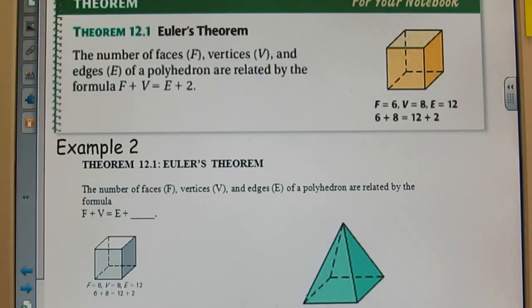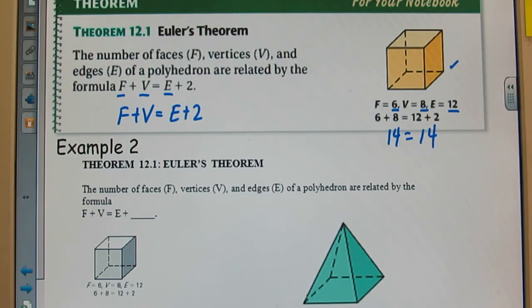One important thing with this section is Euler's theorem. Euler developed this idea: if I know how many faces, vertices, and edges there are, and I'm missing one of them, I can solve for it. He developed F plus V equals E plus 2. In this example, we have the faces as 6, the vertices as 8, and the edges as 12. So 8 plus 6 is 14, which is equal to 12 plus 2, which is 14. This is the idea that he developed.